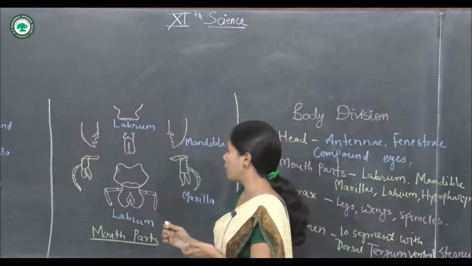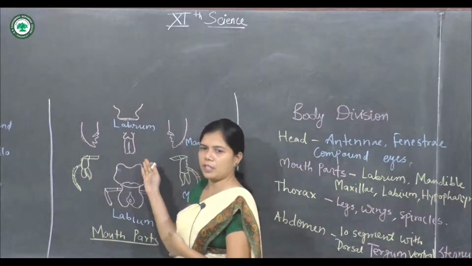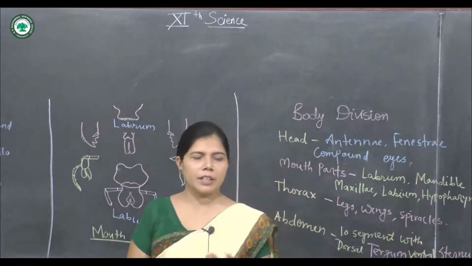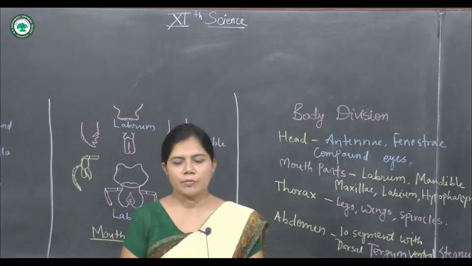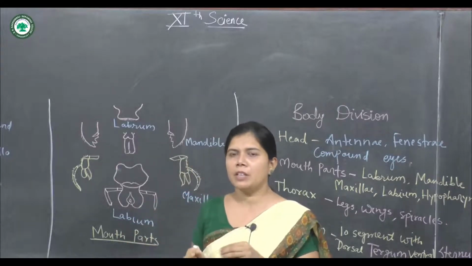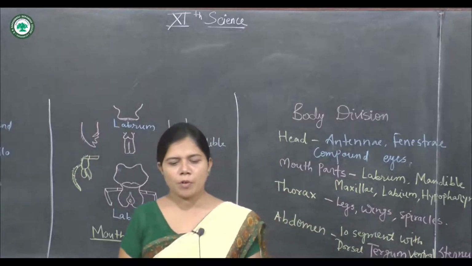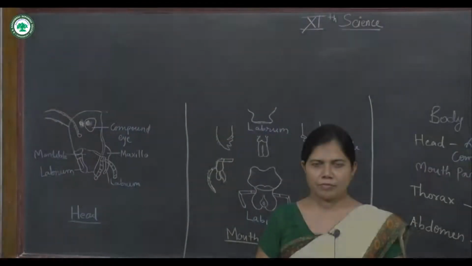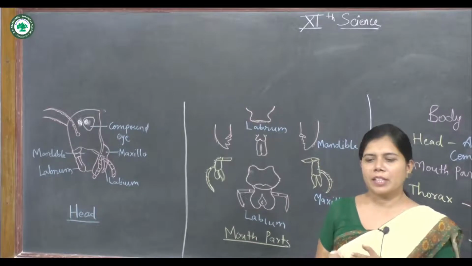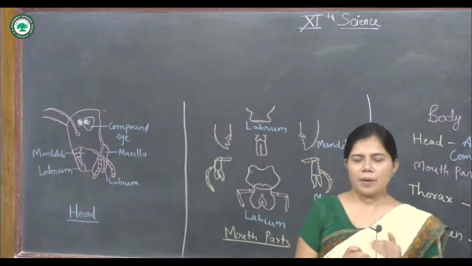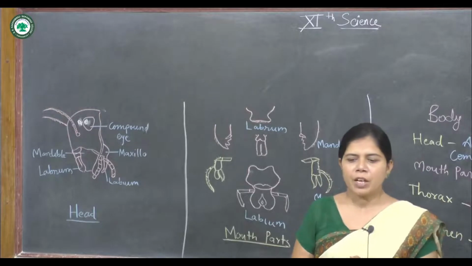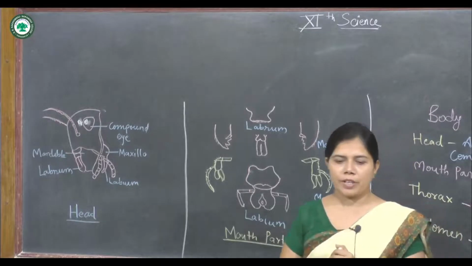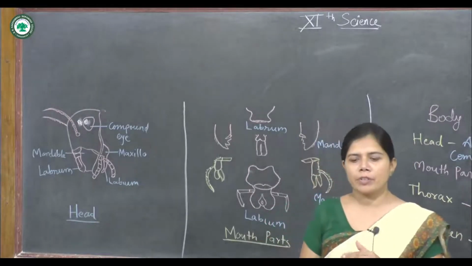Again, there is the presence of the hypopharynx. Its function is like a tongue. In front of the labium and between the first maxillae, there is a somewhat cylindrical single structure called the hypopharynx, and this hypopharynx is the tongue of the cockroach.